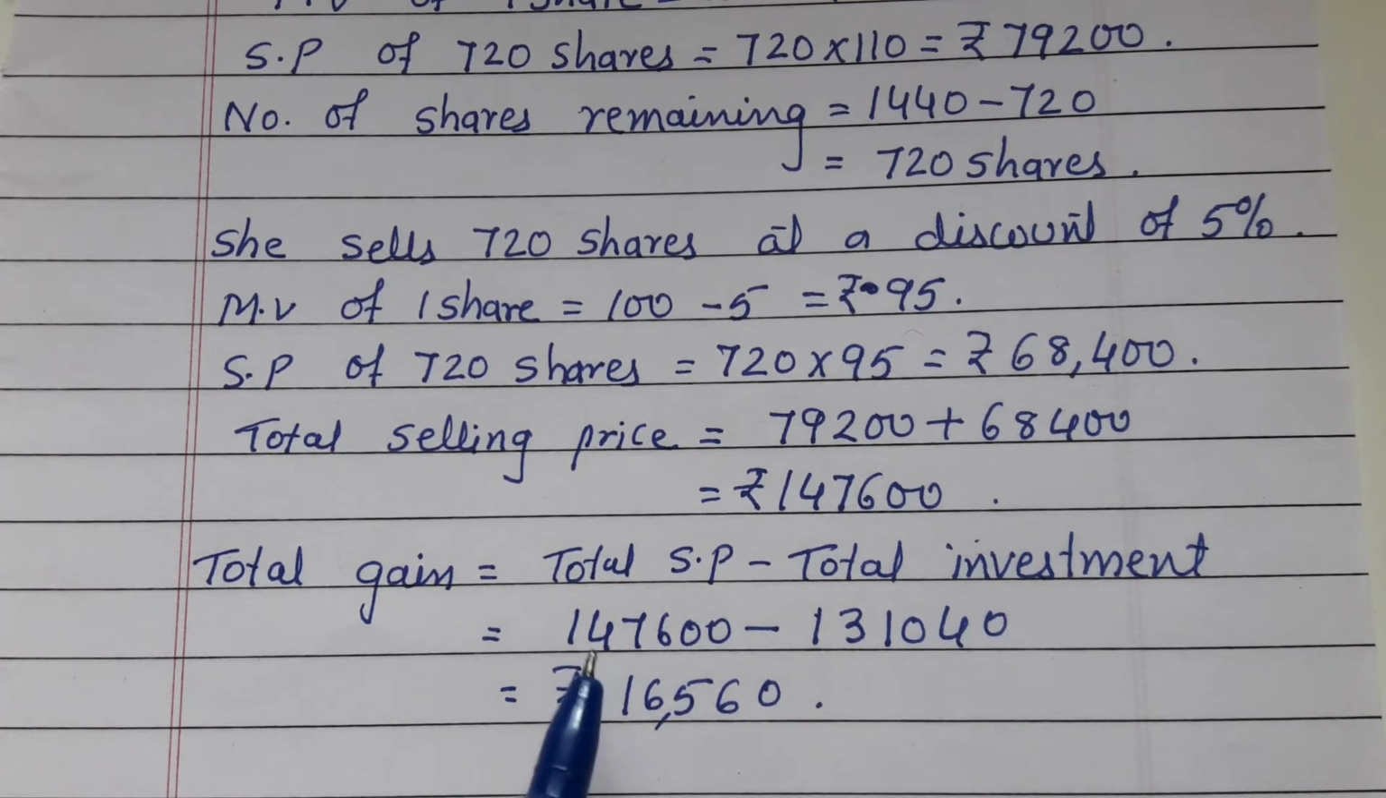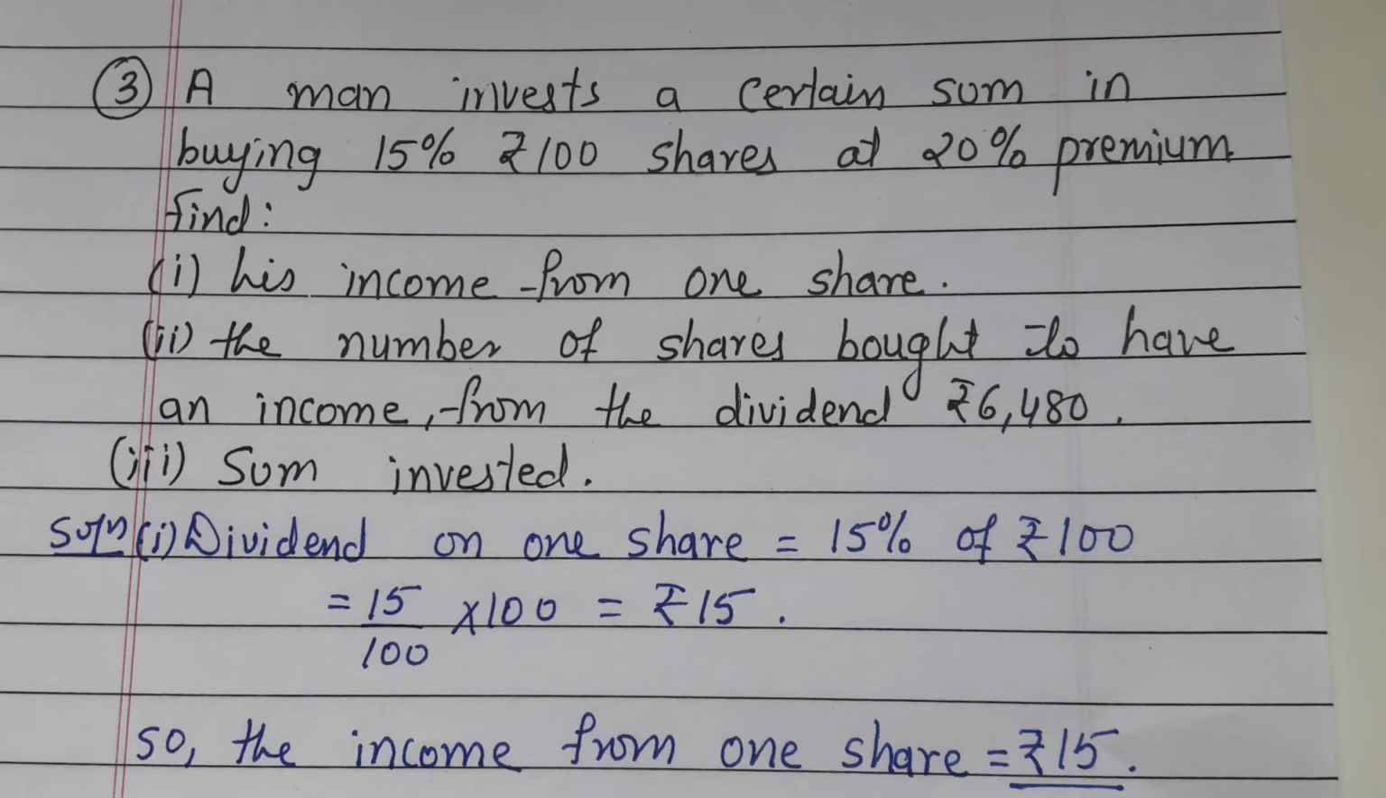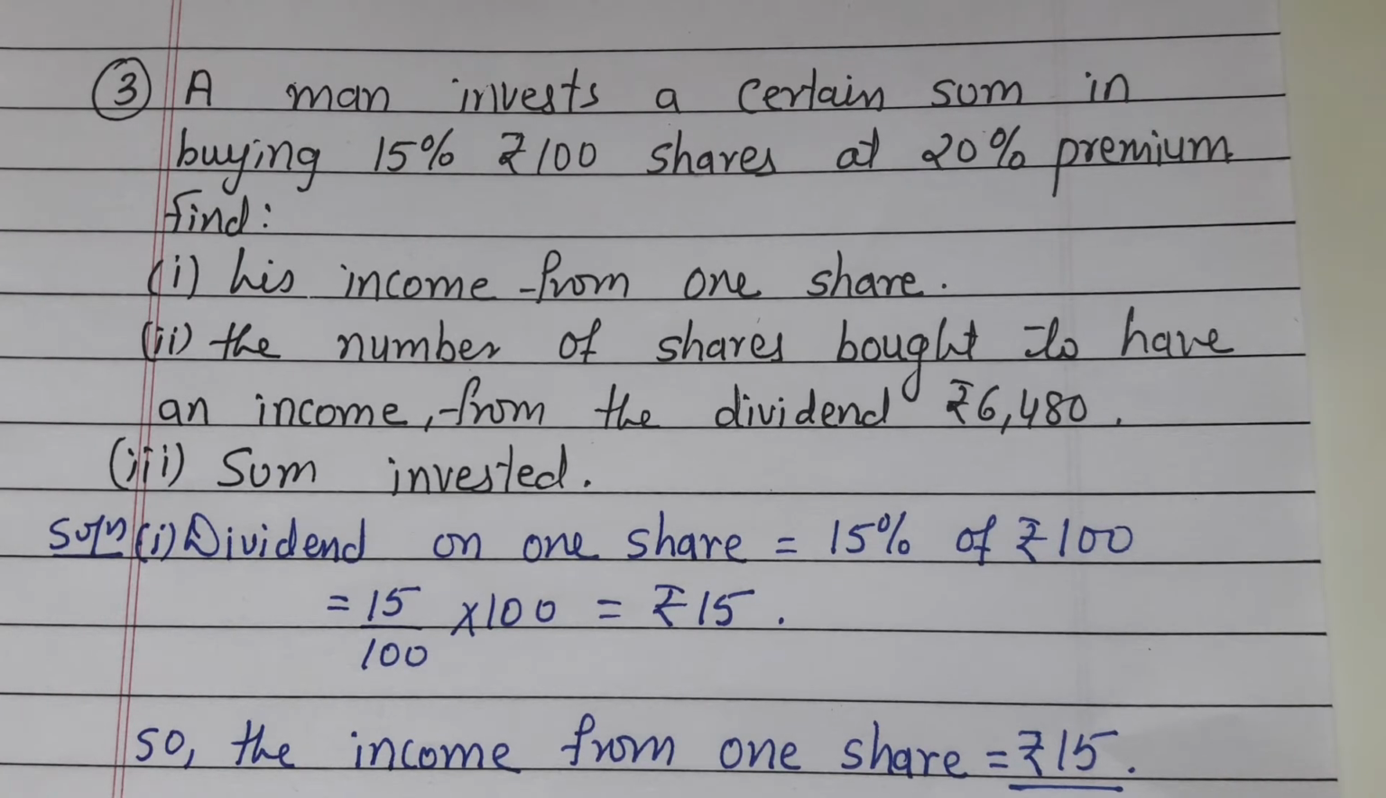Total gain is total selling price minus total investment. That is equal to 1,47,600 minus 1,31,040 equal to rupees 16,560. Sum number 3. A man invests a certain sum in buying 15% rupee 100 shares at 20% premium. Find first, his income from one share.